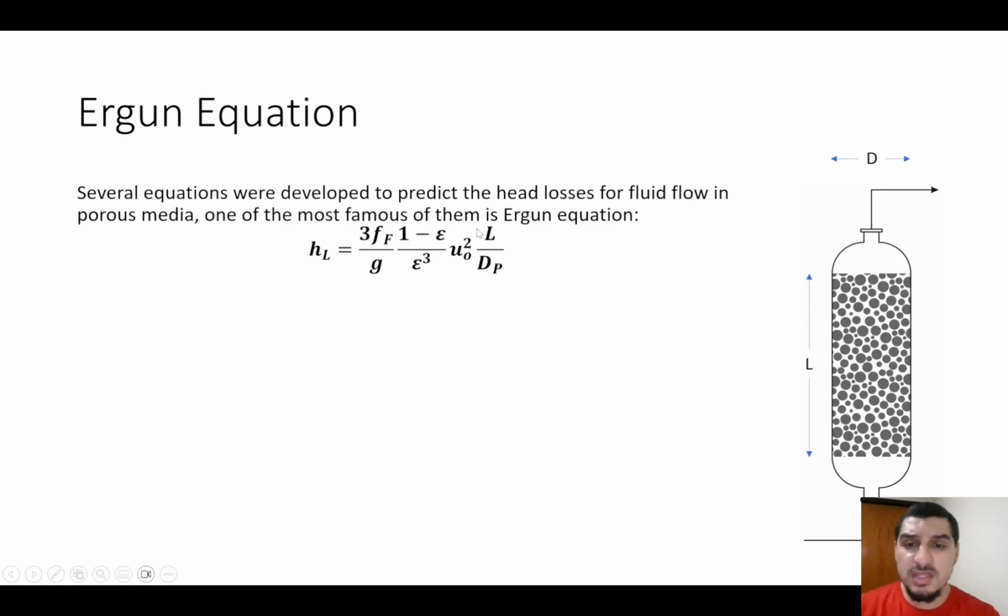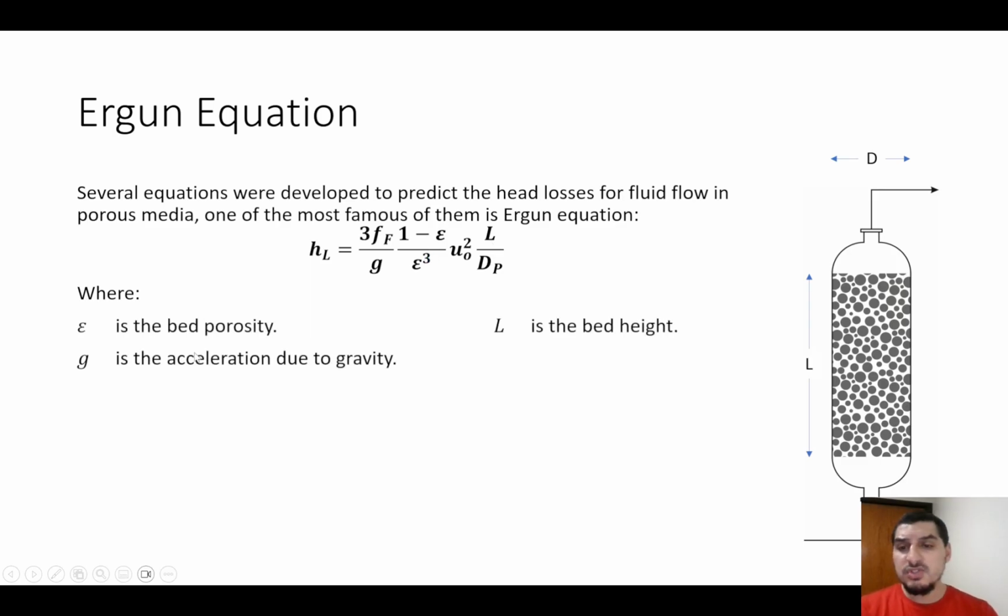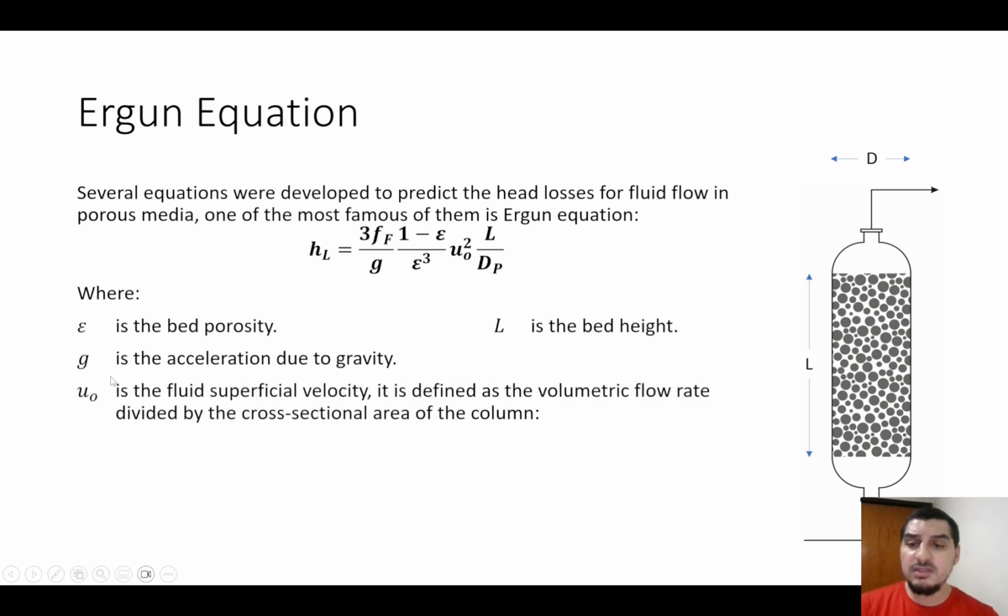So this is the equation that we use for head losses. The epsilon is known, it's the porosity, L is the length of the bed, g is the acceleration due to gravity, of course, and U node is the fluid superficial velocity. I mean, this is one of the implications of these empirical equations. Theoretically speaking, the velocity that we should use is the velocity inside the bed, because this is where the losses are taking place. But it's almost impossible to know what the velocity is, because it varies from one point to another.